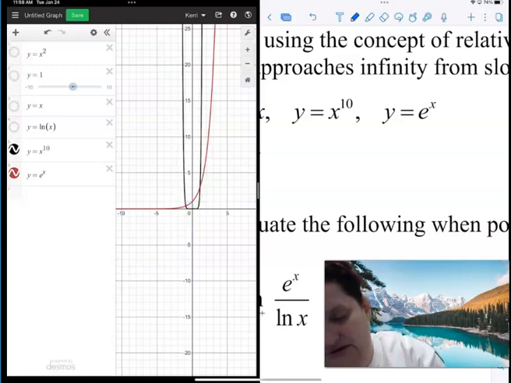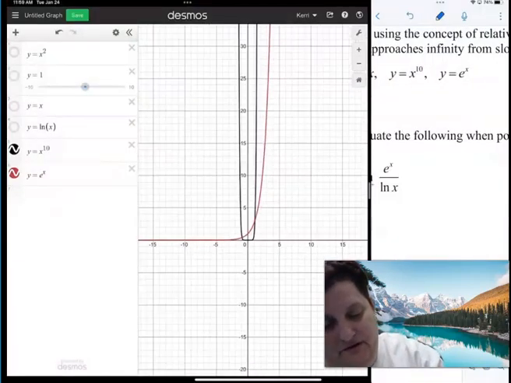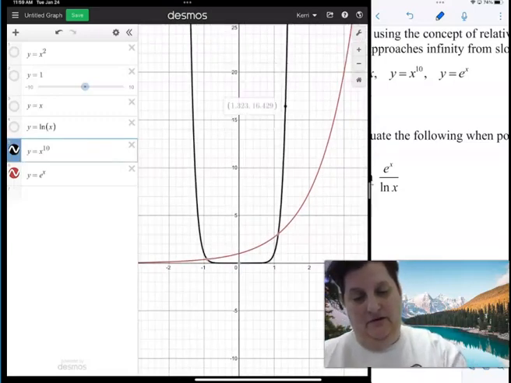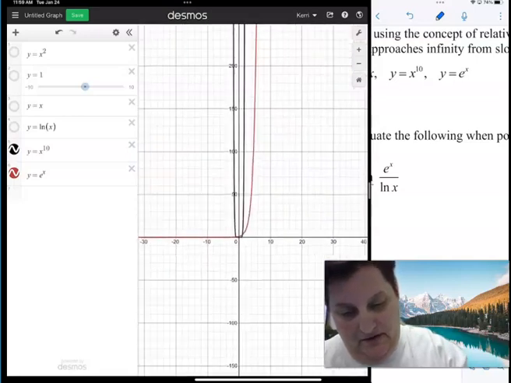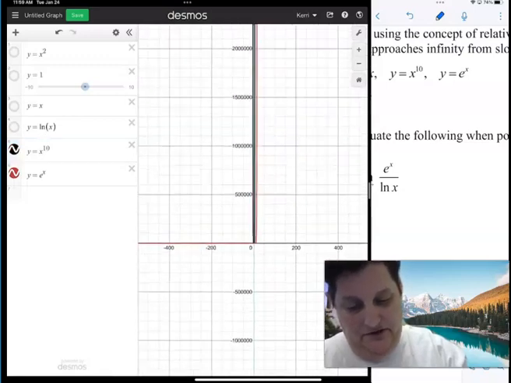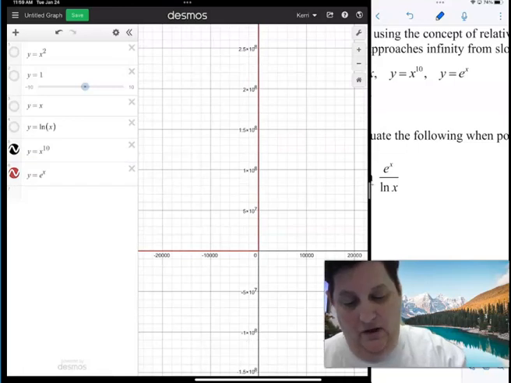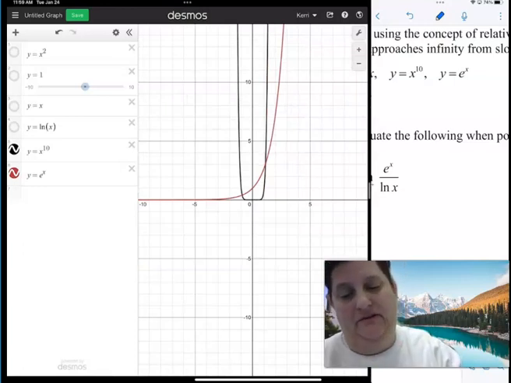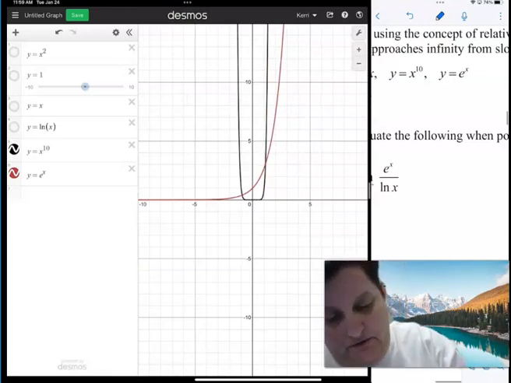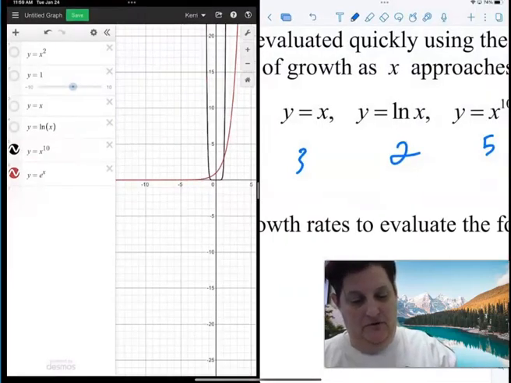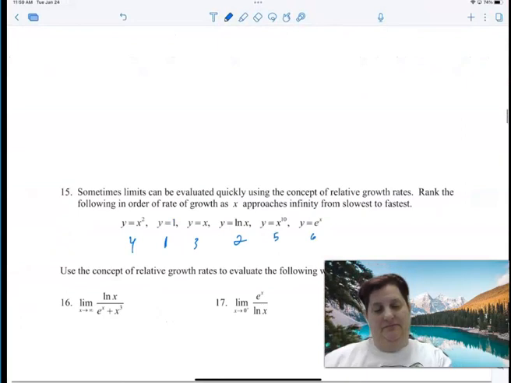Let me get rid of the rest of these and see which grows faster. It looks like x to the 10th is getting up there pretty quickly, and e to the x is like this, but let's spread out a little bit more and see. Eventually, and it doesn't happen for a while, e to the x does take over x to the 10th. It actually reaches infinity faster. So this would be 5, and that would be 6. Exponentials, where there's an x in the exponent, grow faster than anything else.